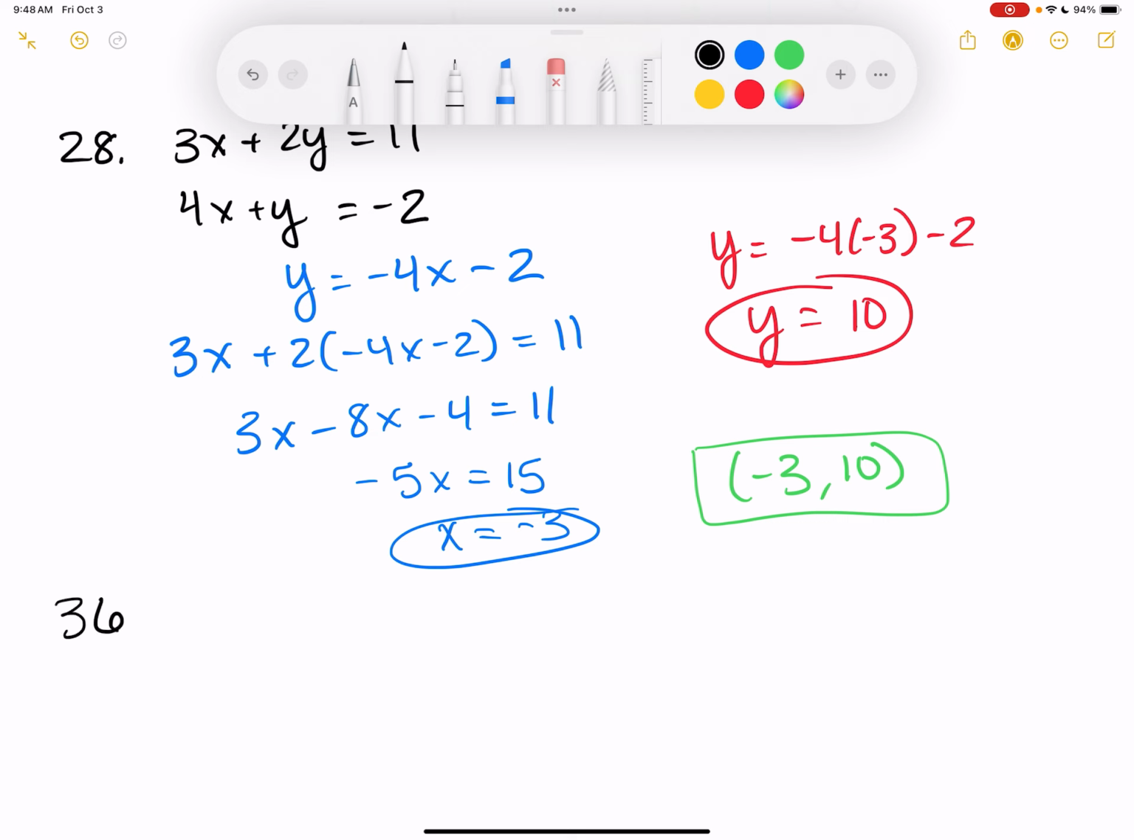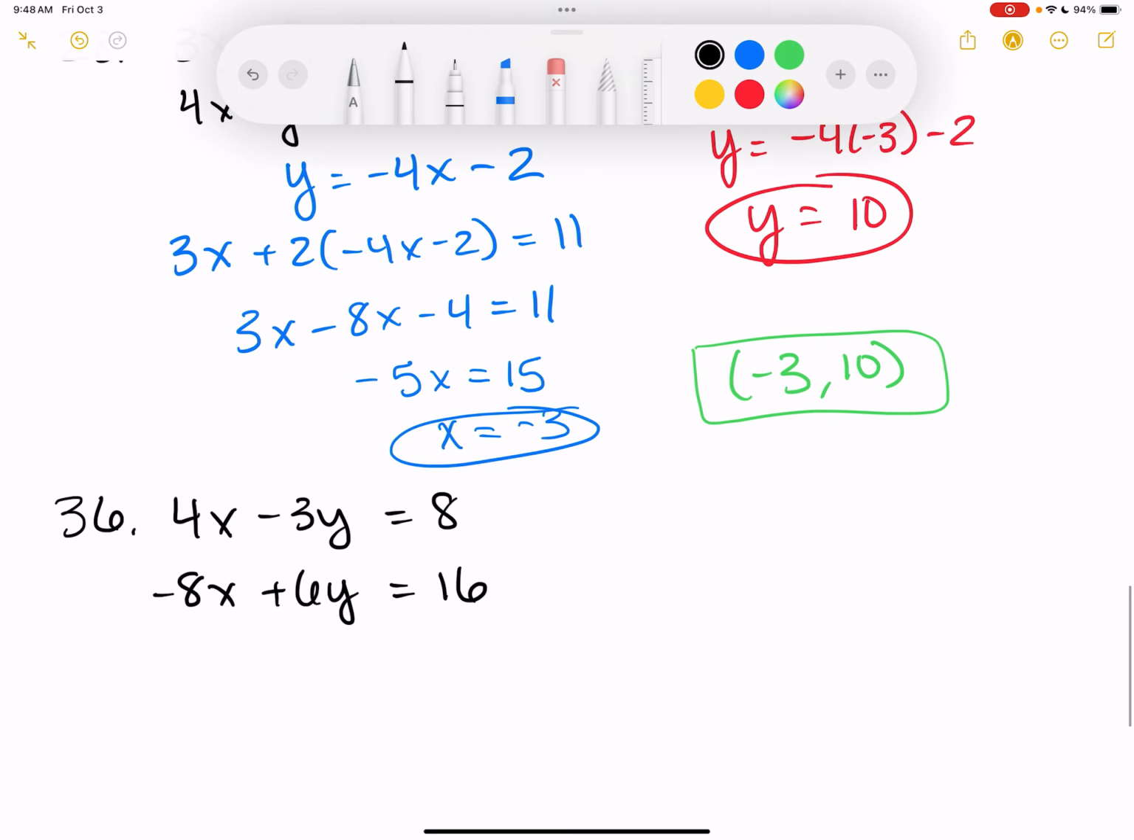36. 4x minus 3y equals 8, and negative 8x plus 6y equals 16. Elimination. Yeah, I would probably recommend elimination. I mean, you can use, obviously, like I said, another method, but your life will probably be easier if you choose elimination. All right, so what do I need to multiply by in order to make one look like the other one? 2. Yep, 2, because they already have opposite signs.